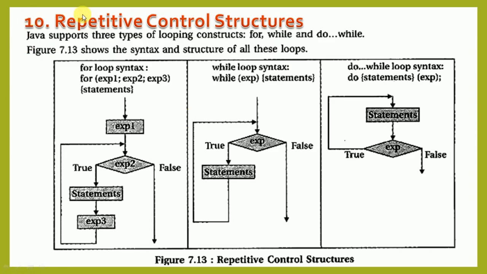Then repetitive control structures. In that, Java supports three types of looping constructs: for, while, and do while. The syntax and the structure of all these loops, along with repetitive control structure examples, are given here.